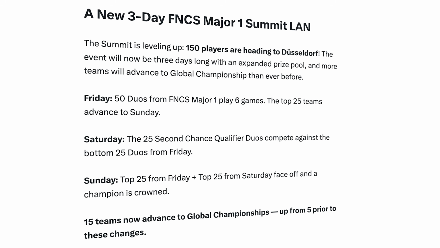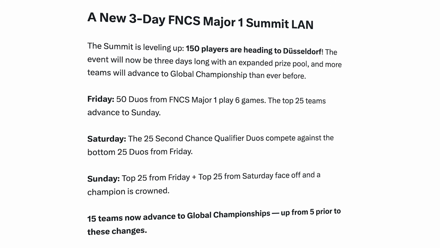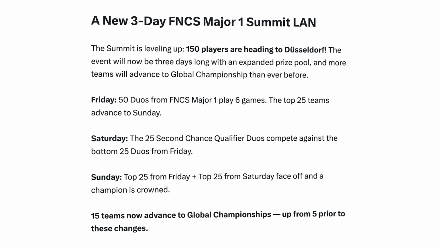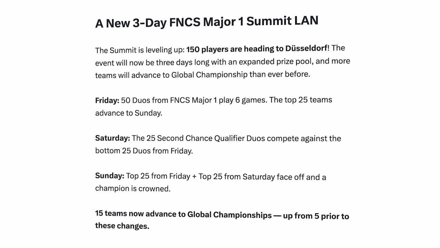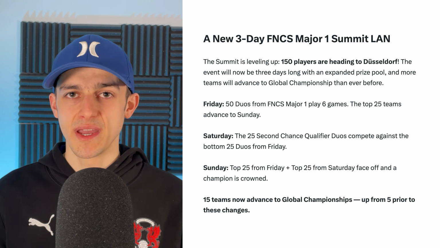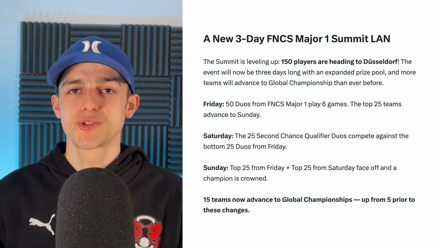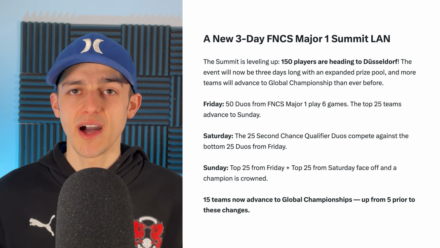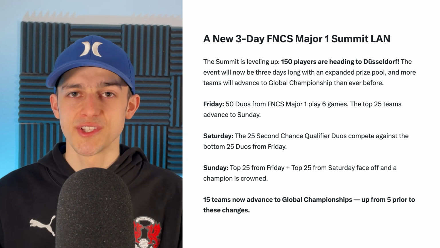So here's the way things are now going to work. On day 1, we have the upper bracket with the 50 original qualified teams. The top 25 make it to the grand finals. On day 2, we have the lower bracket. That includes the bottom 25 from day 1, plus the 25 teams that made it through the second chance qualifier. 25 teams will qualify through that round, and that gives us the 50 duos that will partake in the grand finals on day 3.